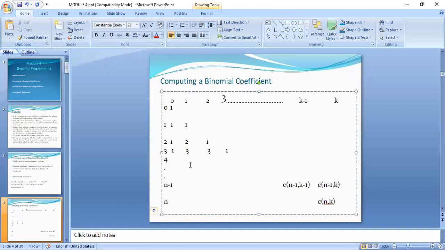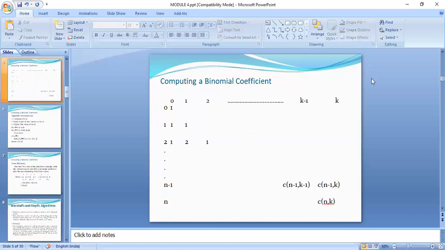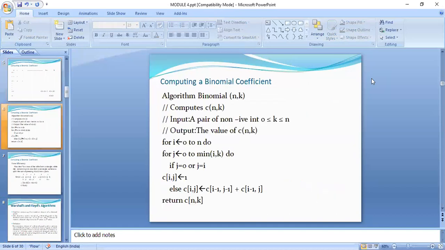So here you will be finding, for any given values, you need to calculate the value for the table. Whatever you find, you will be using it for computing the binomial coefficient. So here you have an algorithm based on the formula which says that for i equal to 0 to n, you have an inner loop.